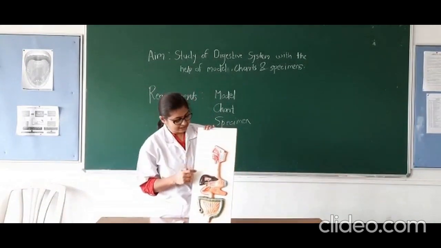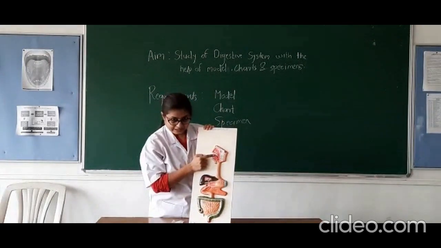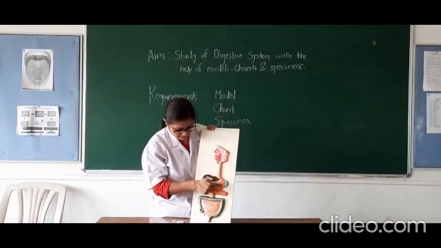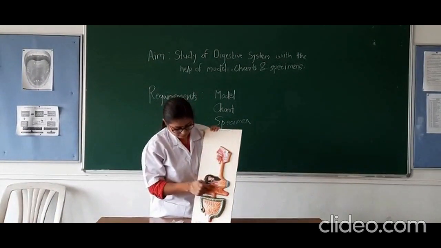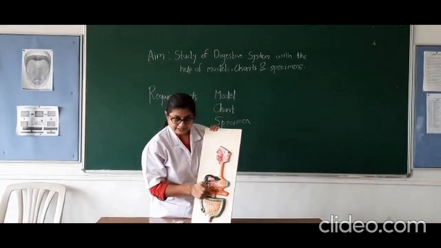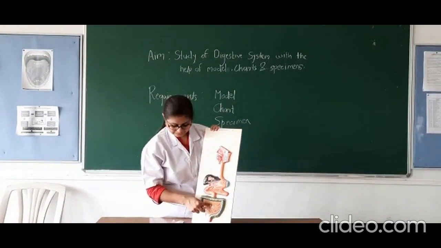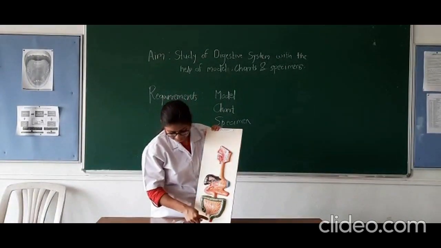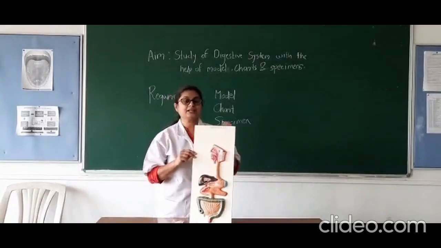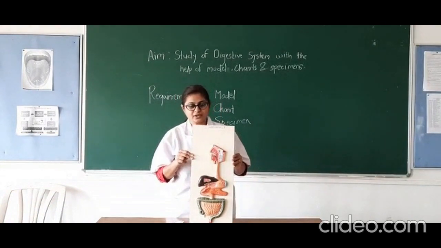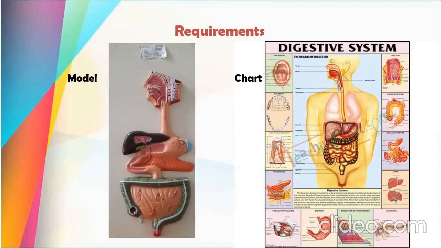In that, they contain the mouth, teeth, pharynx, esophagus, stomach, liver, gallbladder, pancreas, large intestine, small intestine, appendix and the rectum. Here is the total of the digestive system, or the organs of the digestive system. Requirements are models and the chart of the digestive system.